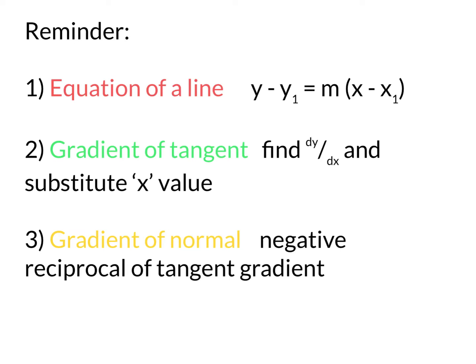So a reminder, the equation of a line is y minus y1 equals m(x minus x1). To find the gradient of a tangent, we find the derivative and we substitute in the x value to give us the gradient of the tangent. And the gradient of the normal is the negative reciprocal of the tangent gradient.